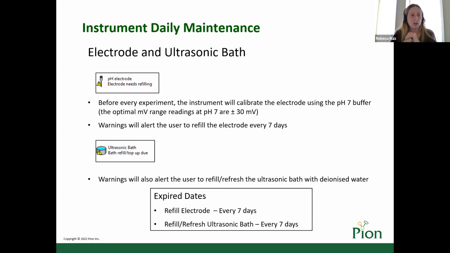Remember that the optimal millivolt range readings at PhysChem are plus or minus 30 millivolts. So it's recommended to keep records of the millivolt readings, as the electrode deteriorates with time and the millivolts change. If the millivolts are higher than 30 or lower than minus 30, the electrode needs to be replaced. The ultrasonic bath needs to be refilled or refreshed, depending on the state of the water, every week.